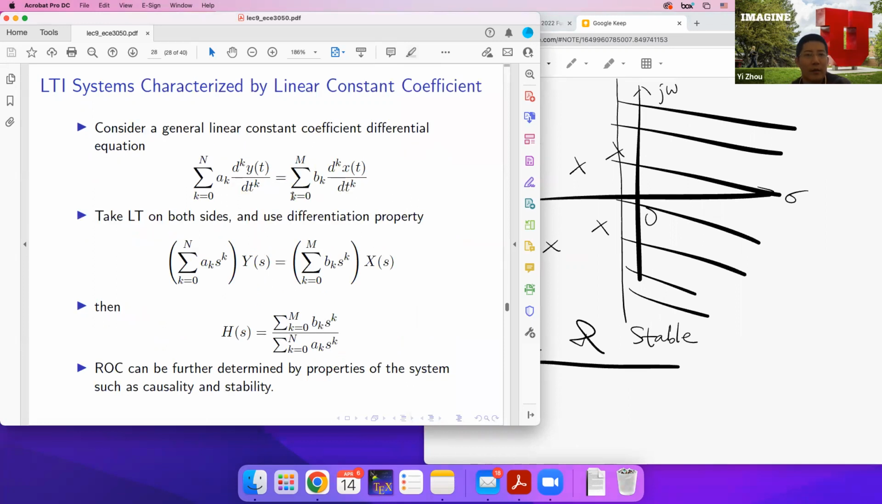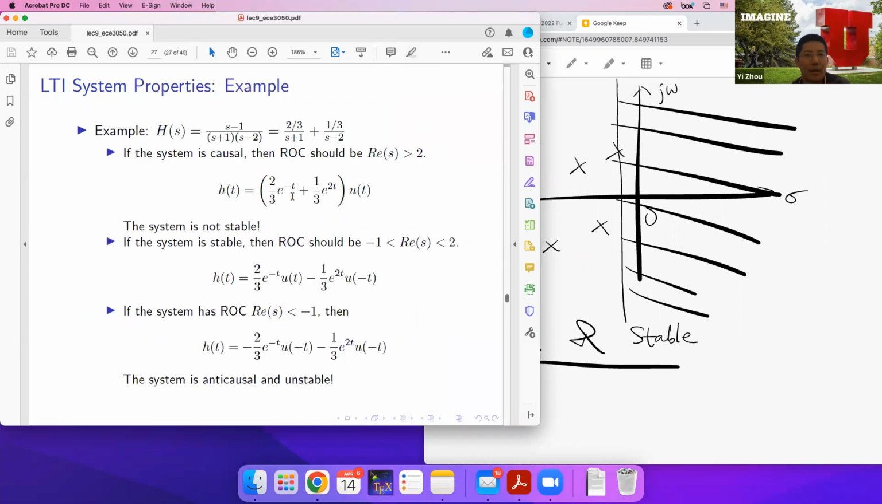Okay, so I think I have 2 minutes, I can try to cover this. So let's say we are given such a Laplace transform of the impulse response. Okay, now this is a partial fraction expansion. But depending on the ROC, the system may have different properties.